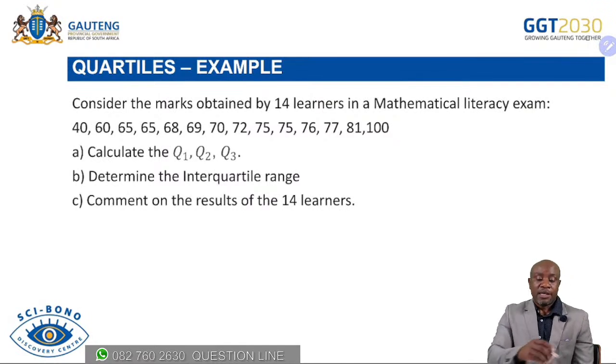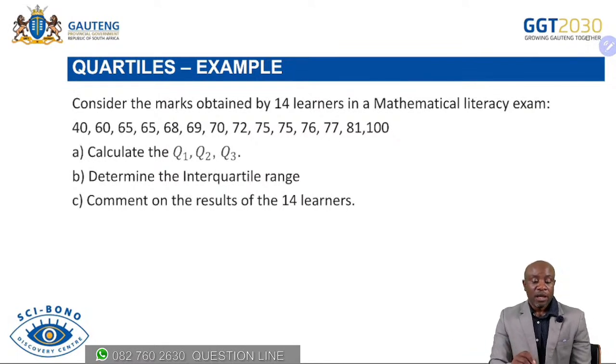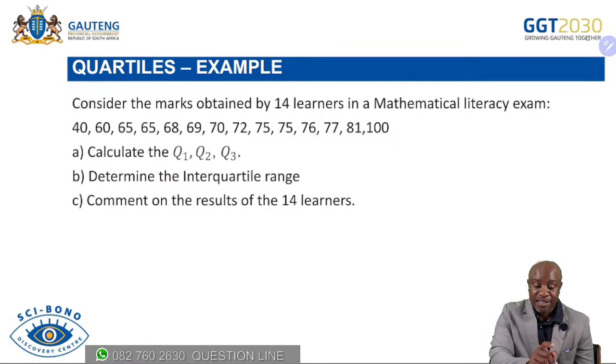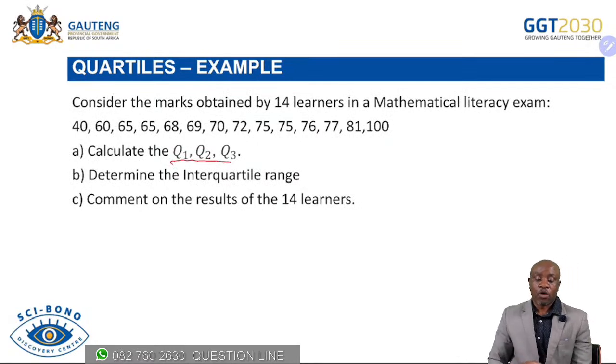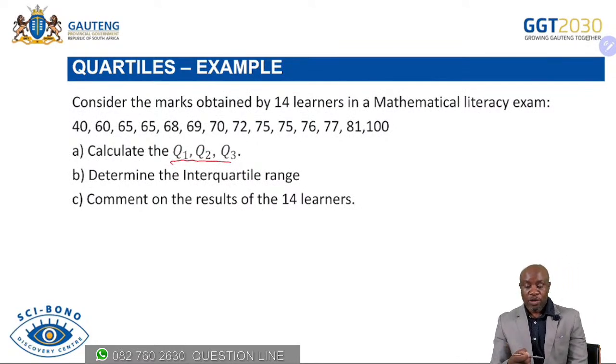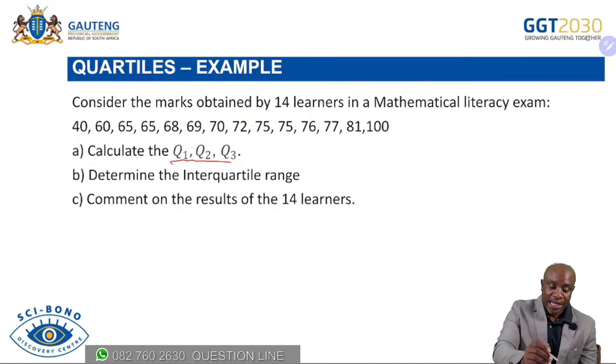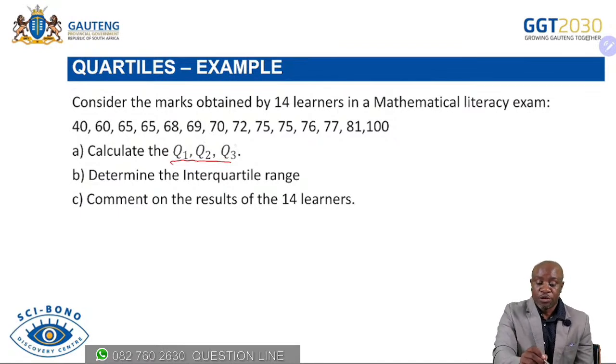Now, here is an example. Consider the marks obtained by 14 learners in a mathematical literacy exam, 40, 60, 65, up to 100. If you check, these numbers are already arranged in order. If they were not arranged in order, you then start from scratch, arrange them in order. So the question is, we want to calculate our quartiles, Q1, Q2, and Q3. Lower quartile, median, and upper quartile. I want you to remember those words.